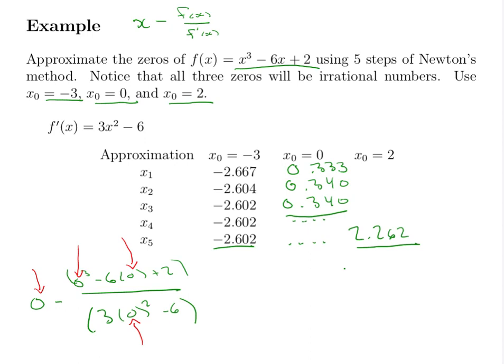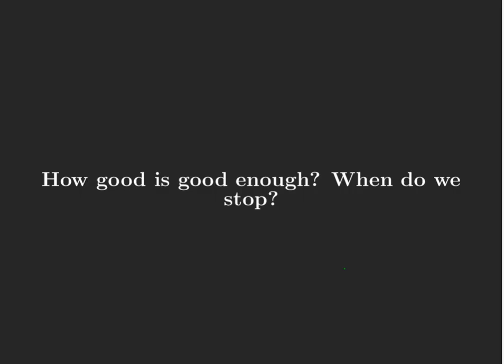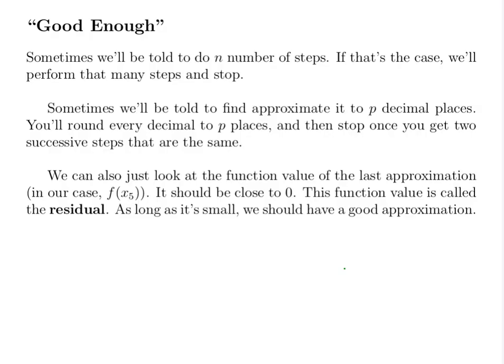Now, how good is pretty good? That's the main question here, right? When do we stop? How many estimates are enough? There's a couple of different versions of this that we can do. We can sometimes just be told to do some number of steps. That's like what we did in that last example. We did 5 steps of Newton's method, so do 5 approximations and then stop. Sometimes that's good enough. So if you're told to do a certain number of steps, do that many.